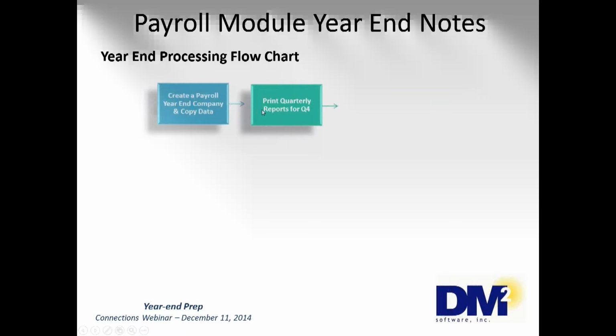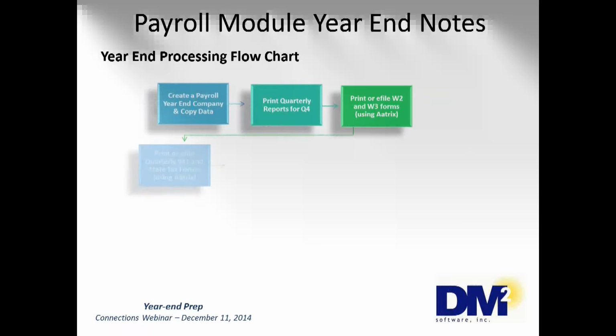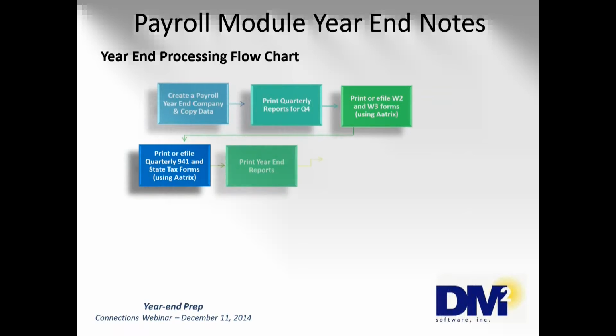Secondly, print any of your quarterly reports for quarter 4. Print or e-file your W-2 and W-3 forms. Whether you print or e-file, you still need to use Atrix to do that. Print or e-file your quarterly 941s and state tax forms using Atrix. That is the tool that we use. Print any other year-end reports you might have, like a check history report or benefit report, whatever other reports you need. And then you're going to perform your period end and year-end processing.